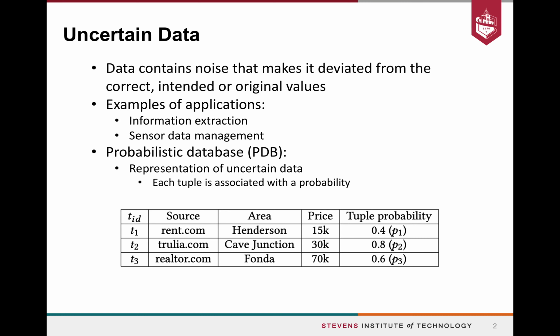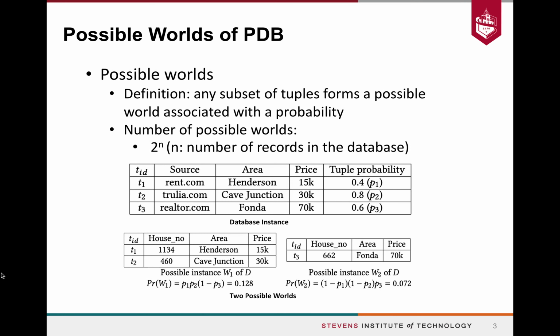So, based on the database instance, we have the definition of possible world. A possible world is basically a subset of tuples with a probability. Intuitively, the number of possible worlds of a database is exponential to the number of records. Here I show two of the possible worlds from the database. The first possible world on the bottom left includes two tuples, T1 and T2, and the probability of this possible world is just P1 times P2 times 1 minus P3, since T3 does not exist in the possible world.